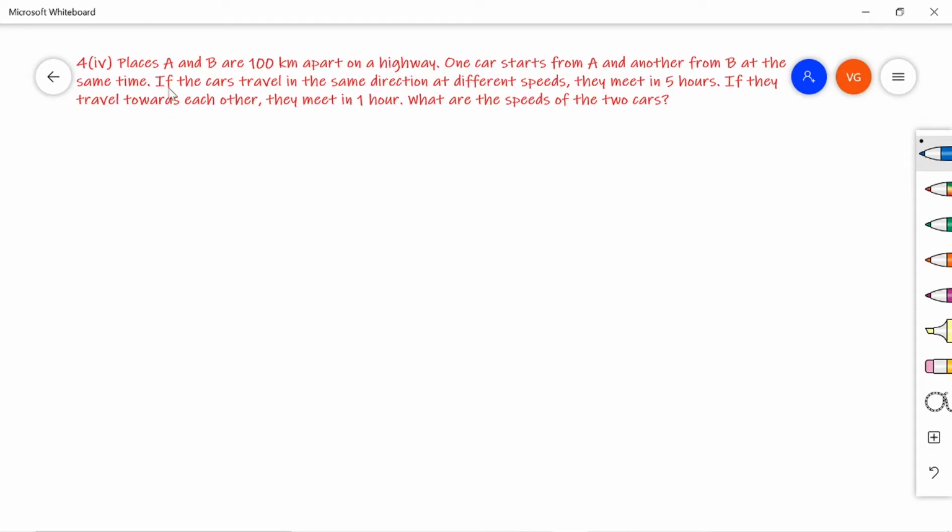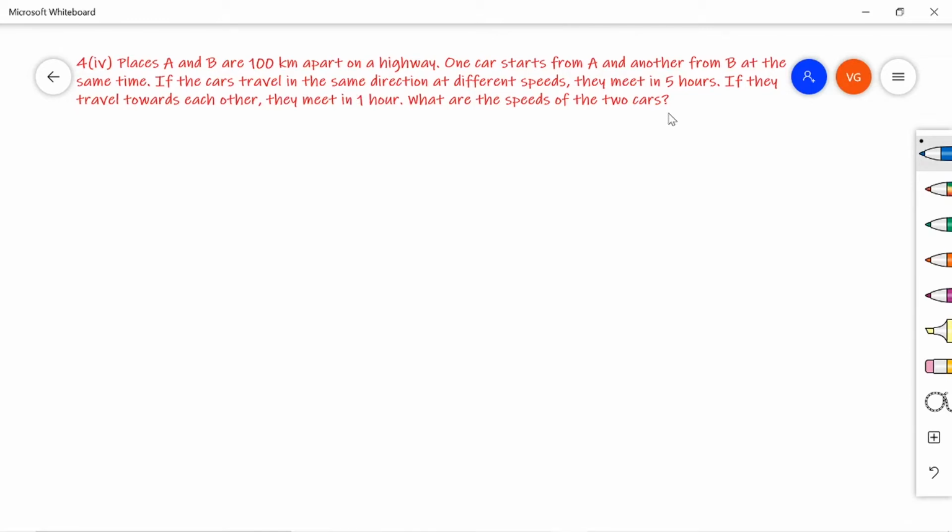The problem is like this. Places A and B are 100 km apart on a highway. One car starts from A and another car starts from B at the same time. If the cars travel in the same direction at different speeds, they meet in 5 hours. If they travel towards each other, they meet in 1 hour. What are the speeds of the two cars?